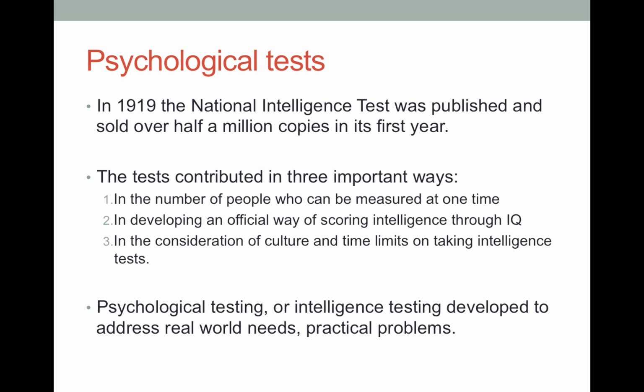In 1919, the National Intelligence Test was published and sold over 500,000 copies in its first year. The test contributed in 3 important ways. The first is in the number of people who can be measured at one time. The second was in developing an official way of scoring intelligence through IQ. And the third was in the consideration of culture and time limits on taking intelligence tests. Psychological testing or intelligence testing developed to address real-world needs, in other words, practical problems that made more sense to the general public.